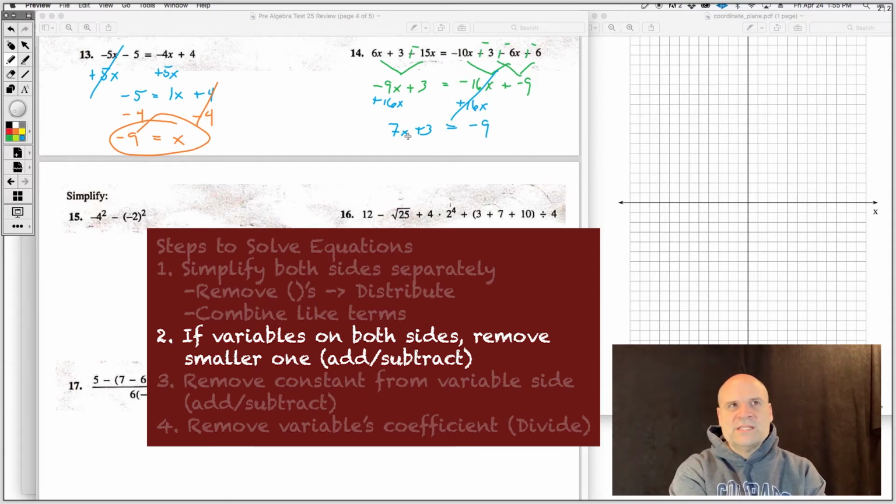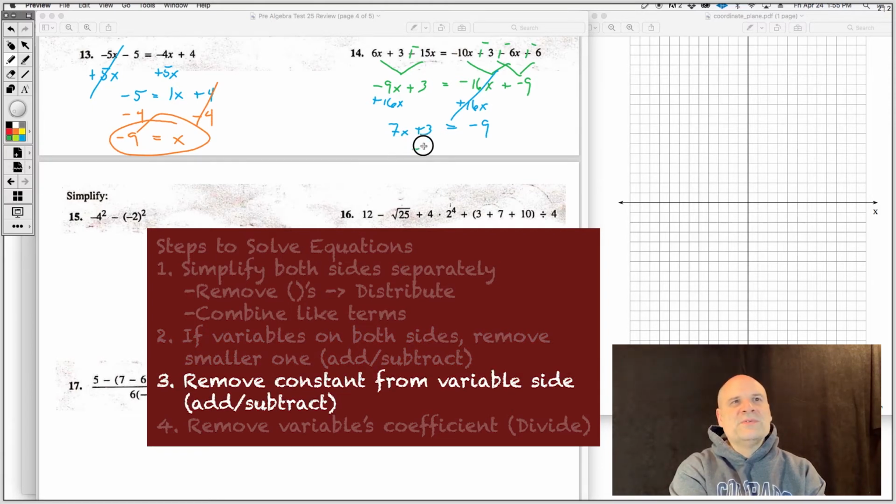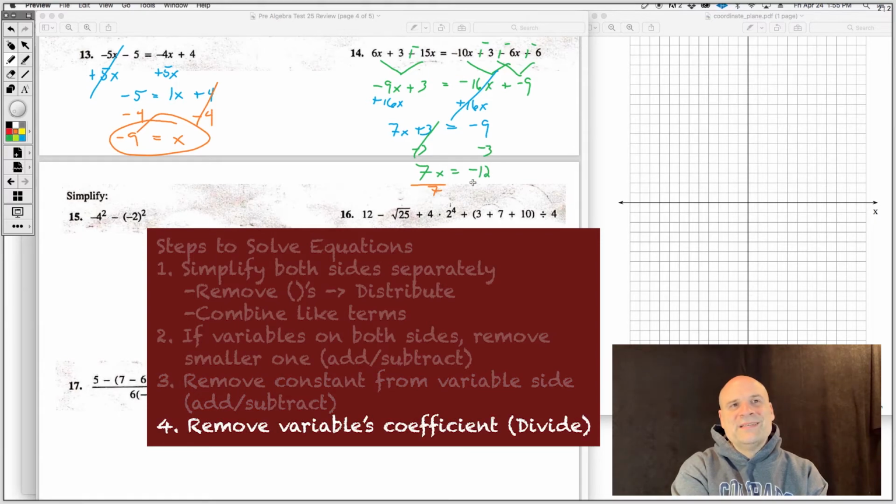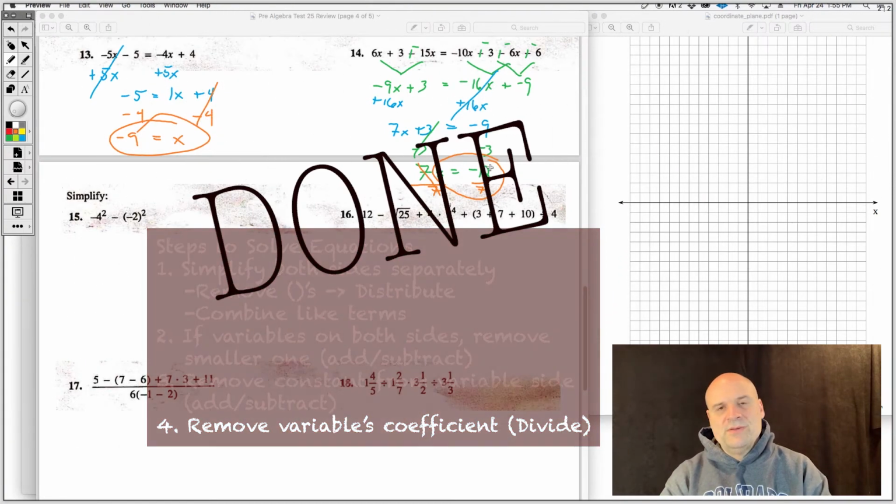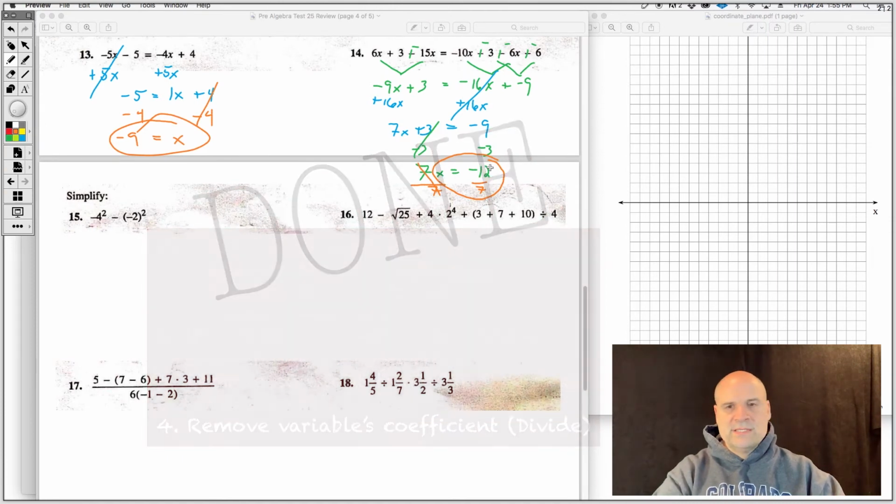We have to get x by itself, so let's get rid of that 3 first. By subtracting 3, subtract 3. So 7x equals negative 9 minus another 3, which is negative 12. Then you have to divide by 7. And 7 doesn't go into negative 12. So you're just left with this guy, x equals negative 12 sevenths. And you can just leave it like that. You don't have to change it to a decimal or anything.